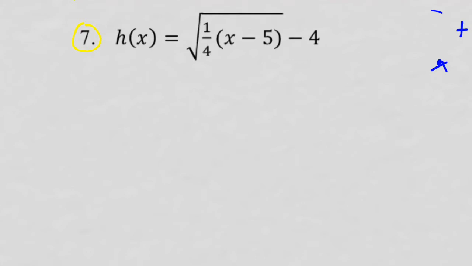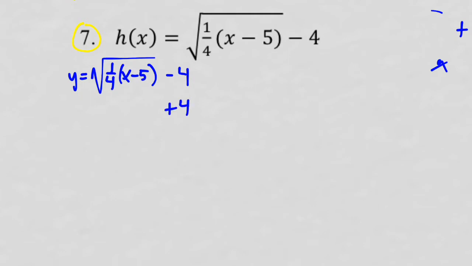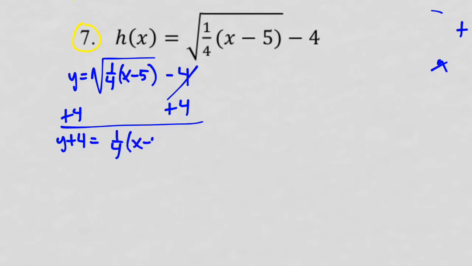I am going to change it to y. So I'm going to use all the space. I'm going to write it over here. The square root of 1 over 4 x minus 5, and then the minus 4 is outside of the radical, right? Minus 4, like that. First thing I'm going to do is kick out the 4. That needs to go first. Plus 4, plus 4. So it's y plus 4 equals 1 over 4 times x minus 5, the square root of that. Okay, now what you need to do is get rid of the square root.